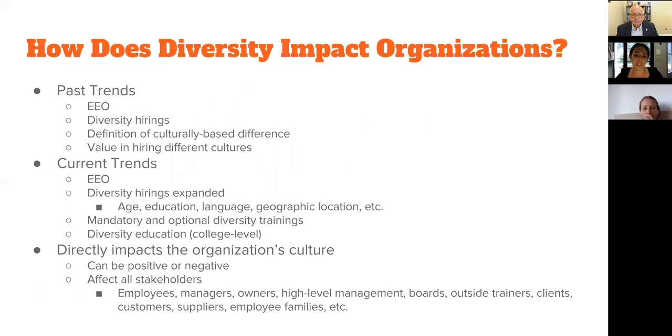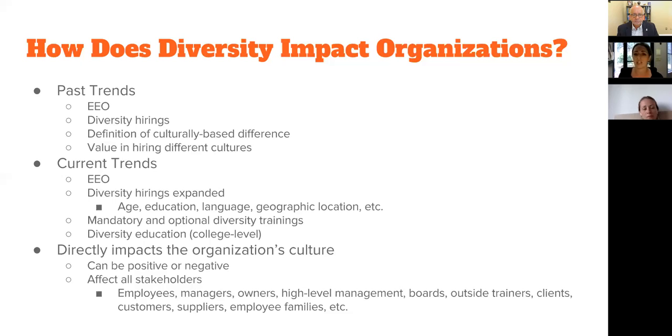So how does diversity impact organizations? What I'd like to do here is just talk about some of the trends that we've been working through in the organizational field. So past trends include things like equal employment opportunity, as well as diversity hirings, and as I mentioned, that culturally based definition and culturally based differences, as well as hiring those different cultures. So we focused more in the past on compliance, having a certain number of people who meet different racial and gender requirements in the workforce.